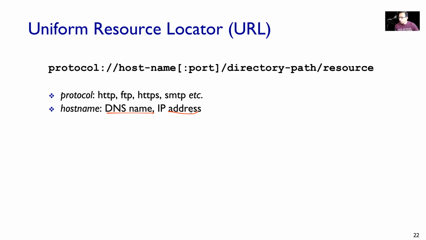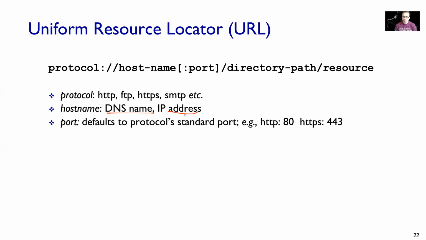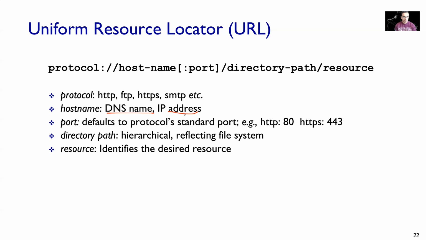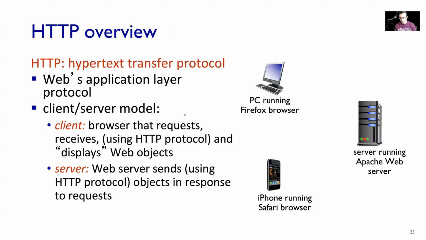Like, for example, google.com, that's easy to remember, but the IP address of Google is not so easy to remember. So we humans tend to use host names, but these do need to get mapped to IP addresses. And we'll look at how that gets done next week. The port I already mentioned, and then the directory path, the resource, right?